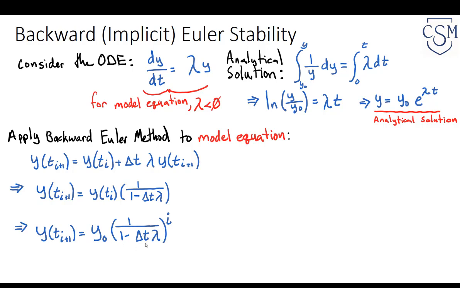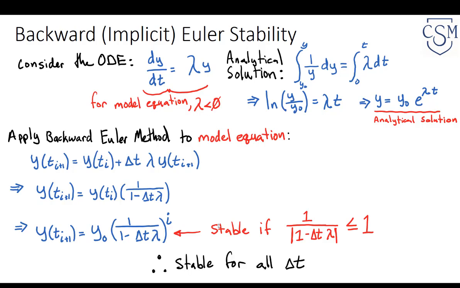What we see now is, since delta t lambda appears on the bottom and lambda for our model equation is always less than 0, that this is, no matter what term you have, always going to be less than 1. Therefore, this is going to be stable. So it's not going to be growing exponentially. So along with our equation that's decaying, our numerical solution will be decaying. So this is stable as long as this is less than or equal to 1, which will always be the case for our lambda less than 0. Therefore, we say that this is stable for any time step we take.